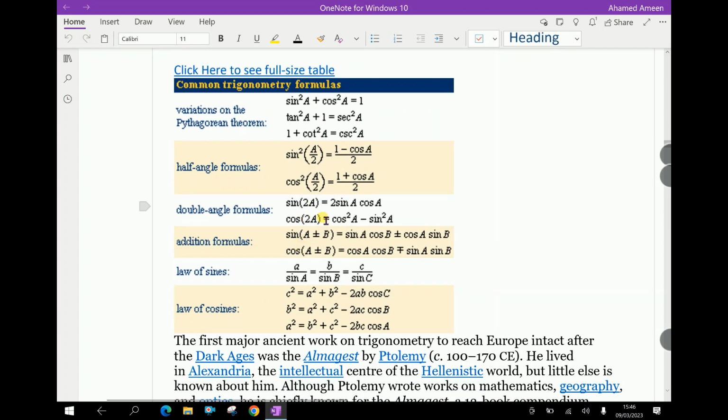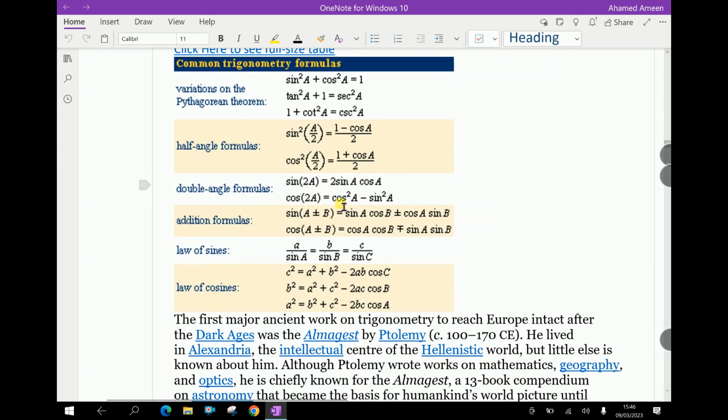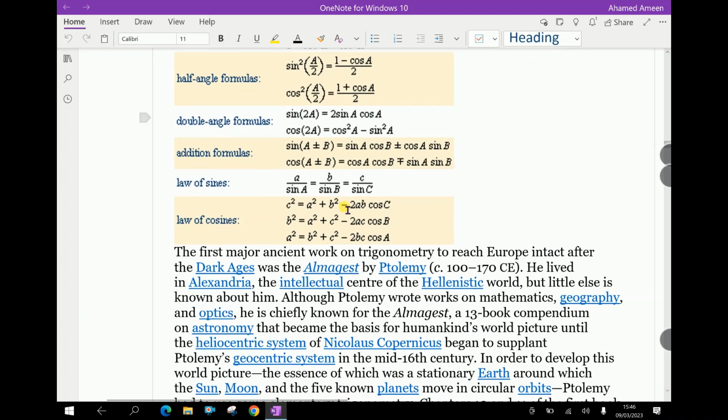The double angle formula is there. Also, the law of sines is there, and the law of cosines is there. A lot of identities you can derive from the base of sin squared A plus cos squared A equal to 1.